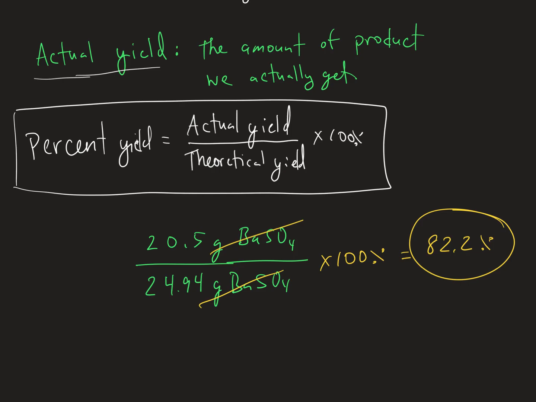That's just to tell us how good we did on the lab, just like a test. Can you find your percent error, guys? 100 minus 82.2, right? And that's your error. All right, any questions?